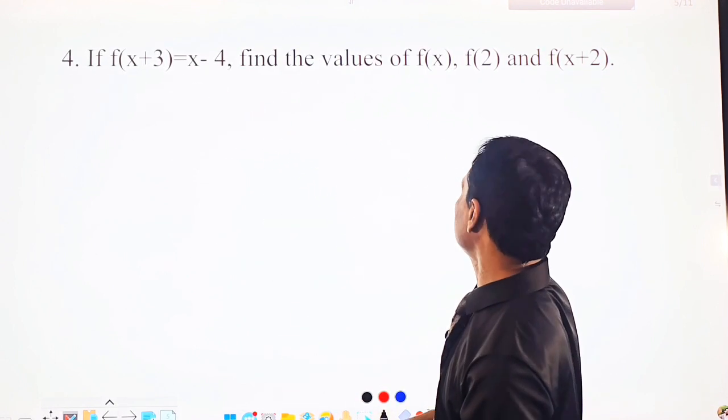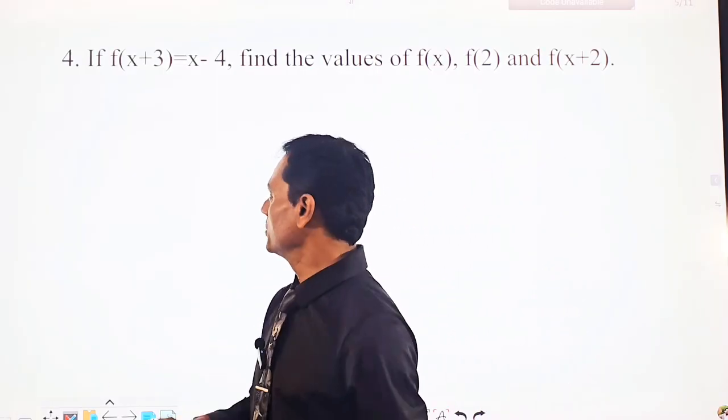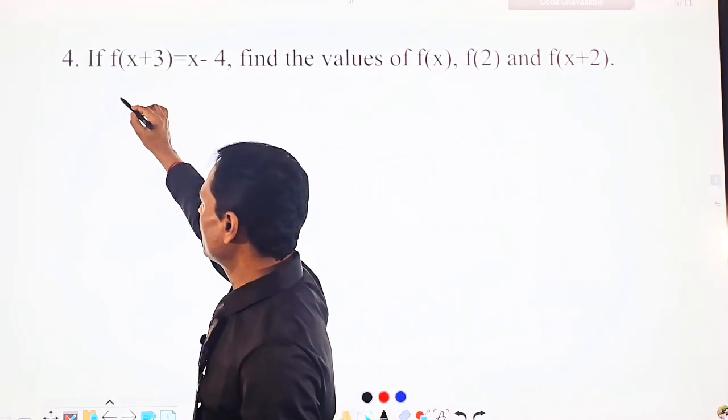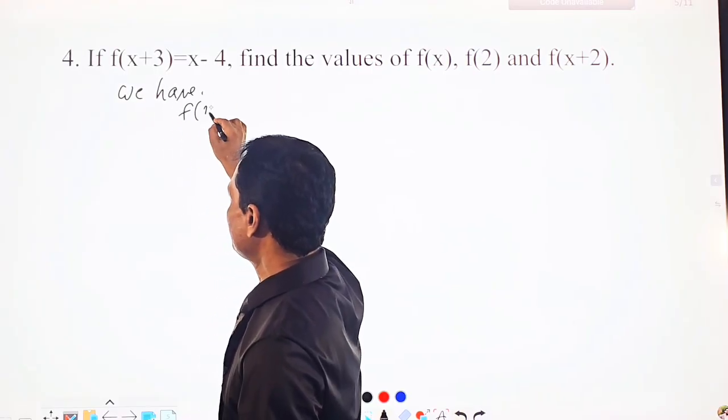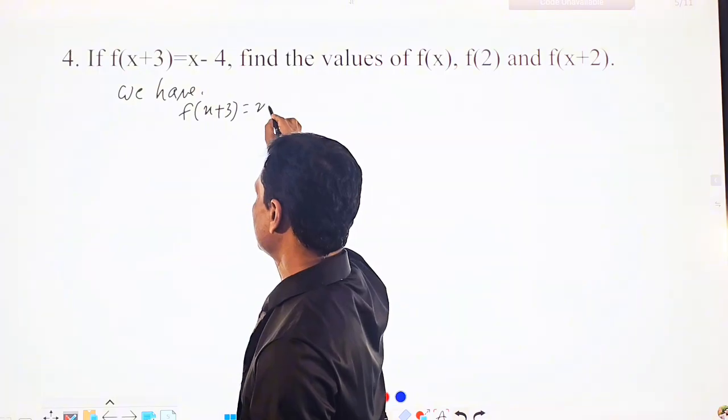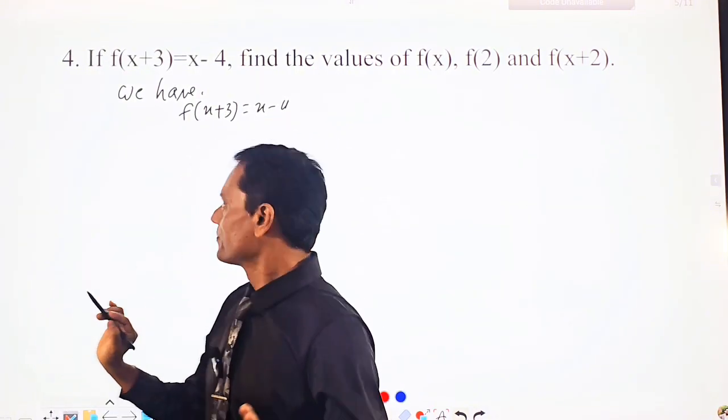Now, moving forward, the next question is: if f(x + 3) is equal to x minus 4, find the values of f(x), f(2), and f(x + 2). So first of all, we have f(x + 3) equals x minus 4, right?